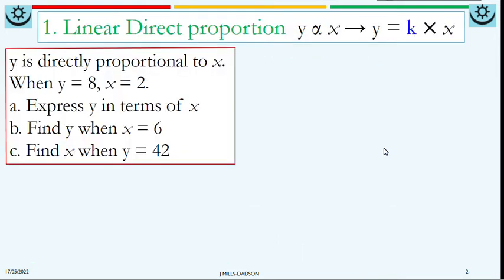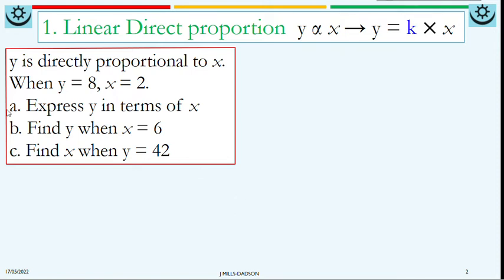So this is a typical exam question. Y is directly proportional to x. When y is 8, x is 2. A. Express y in terms of x. B. Find y when x is 6. C. Find x when y is 42. So you have to do things in steps.